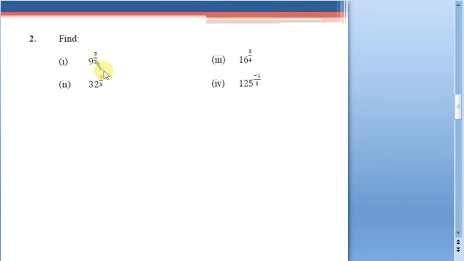So see here the first one. 9 power 3 by 2. So see here, what is the base here? 9. Exponent is 3 by 2. So prime factor is the base. How can we write it in exponential notation? 9 is nothing but 3 square only, right? So 3 into 3, 3 square, and for that 3 square whole power, what is there? 3 by 2 is there.